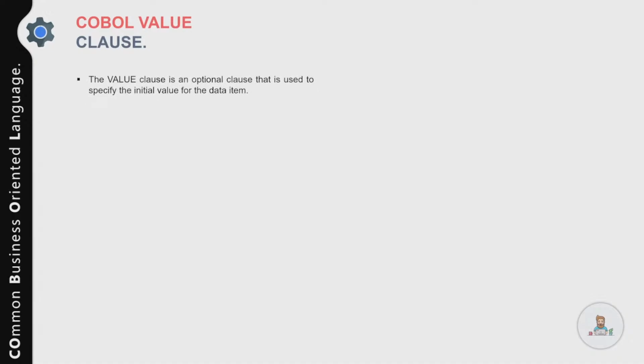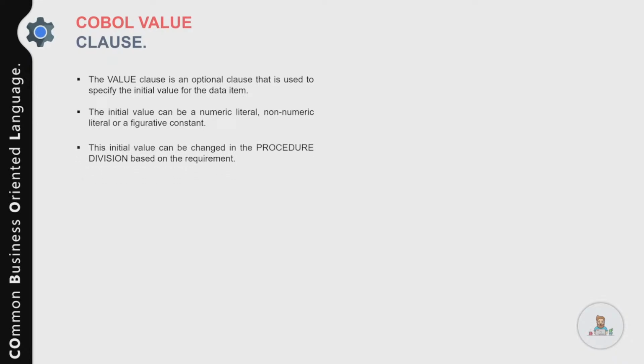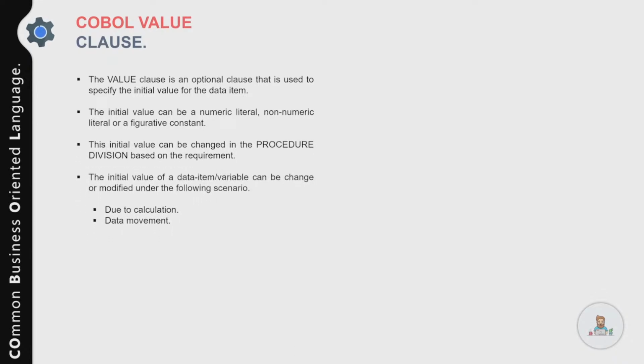The VALUE clause is an optional clause, and it is used to assign an initial value to the data item or variable. The initial value can be a numeric literal, a non-numeric literal, or a figurative constant. This initial value can be changed in the procedure division based on your requirement. That means whatever value you have initially assigned to a temporary variable defined in the working storage section can be changed when you're using that variable in your program logic, that is in the procedure division.